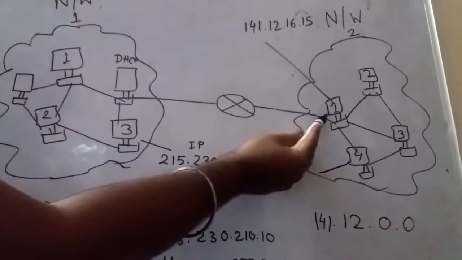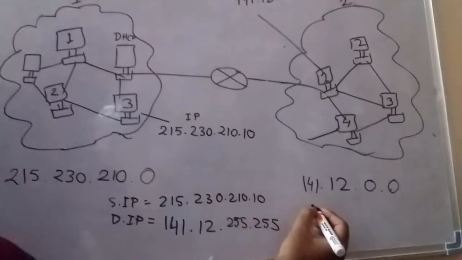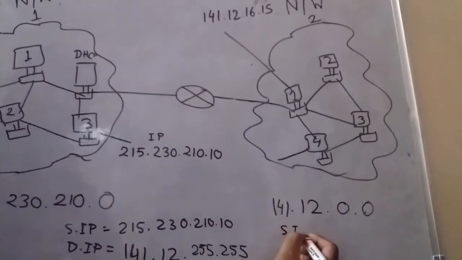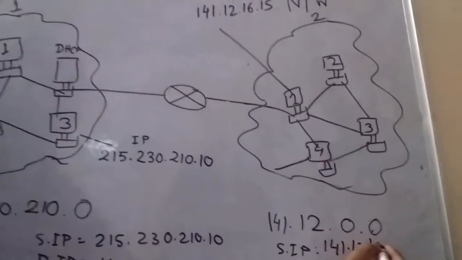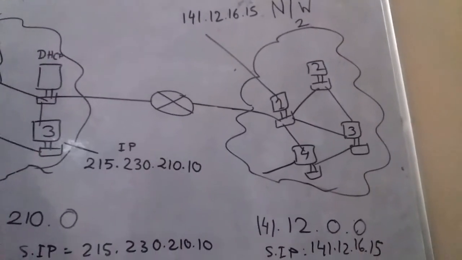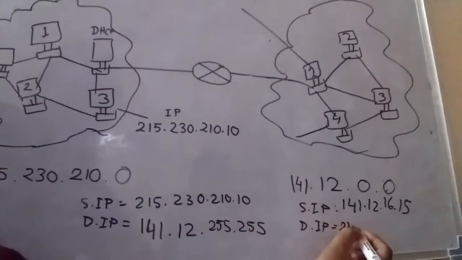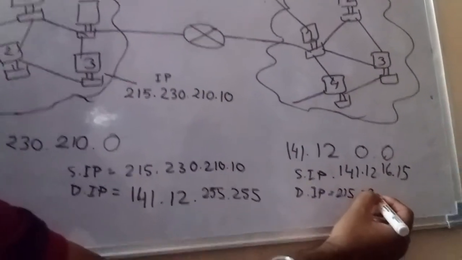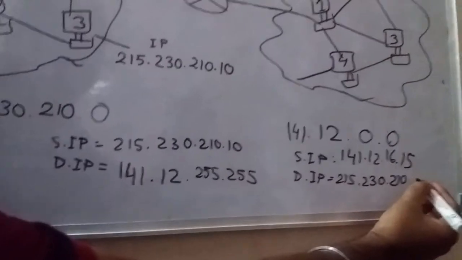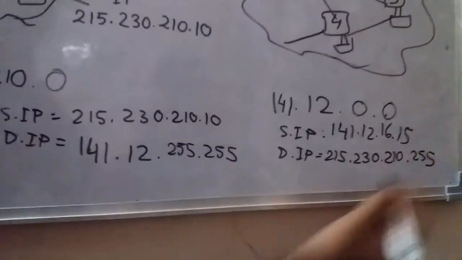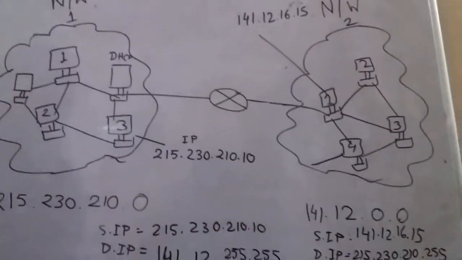Now suppose this computer wants to send a data packet to all the computers. So for the direct broadcast address for this network, the source IP address will be, because this computer wants to send the data packet, 141.12.16.15, and the destination IP address, it wants to send the data packet to these computers, so it will be 215.230.210. So this is the net ID, and the remaining part is the host ID. So here I will use 255. So direct broadcasting can be done in this way.